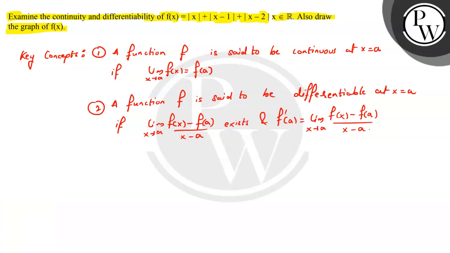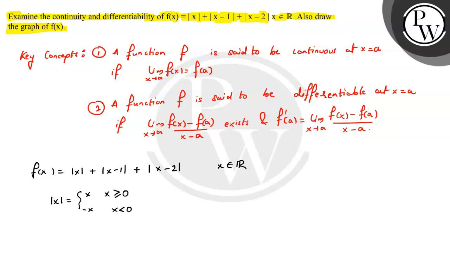So let's start with the solution by keeping these key concepts in our mind. Now the function we have been given is f(x) equal to mod of x plus mod of x minus 1 plus mod of x minus 2 for values of x from the set of real numbers. Now we know that mod of x function is equal to x for values of x greater than or equal to 0 and minus x for values of x less than 0.